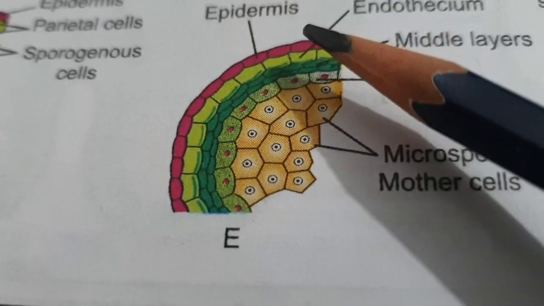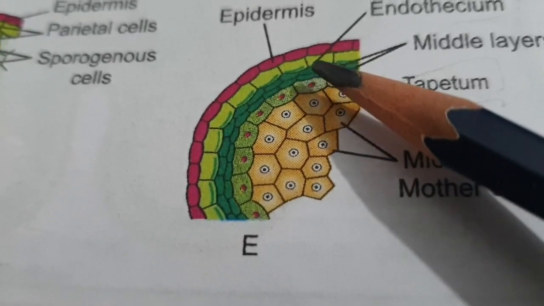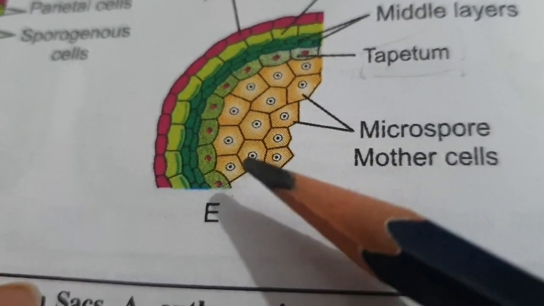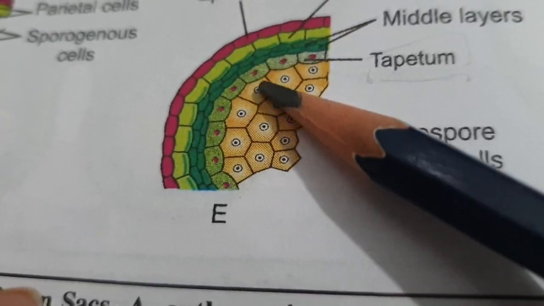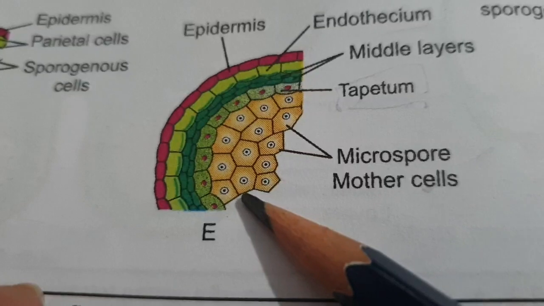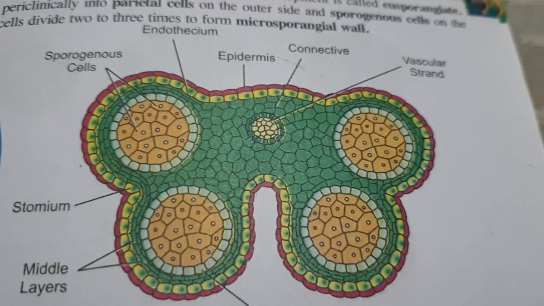Now, if the parietal cells are developing, what happens? Simultaneously, the sporogenous cells will also divide. So these sporogenous cells will undergo division and they will now behave as the microspore mother cells. Okay, these are all diploid cells. So these are all the microspore mother cells.